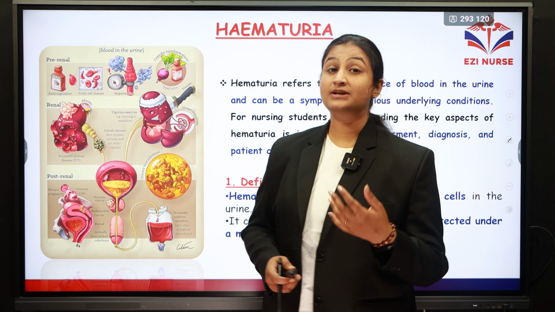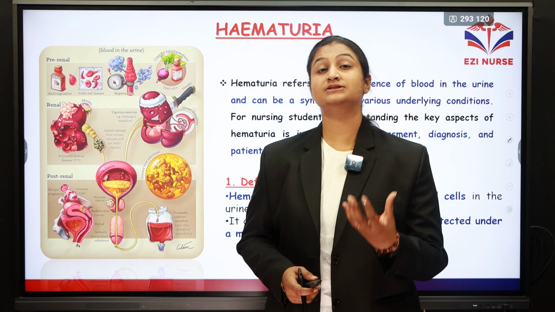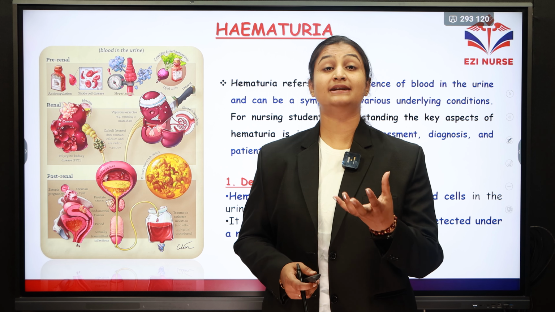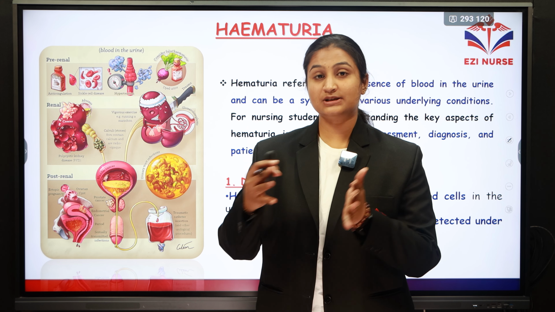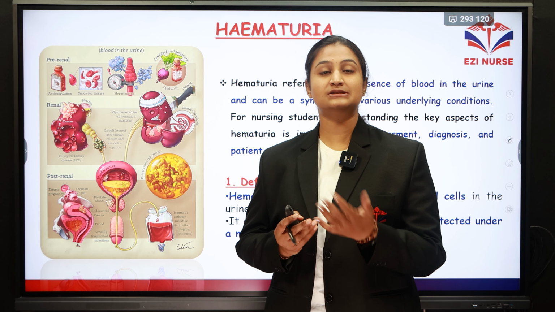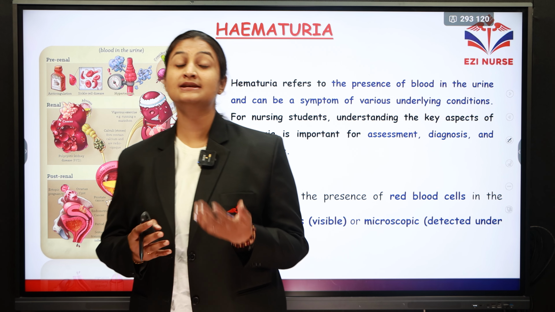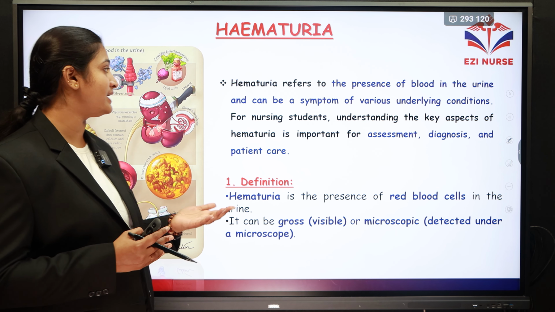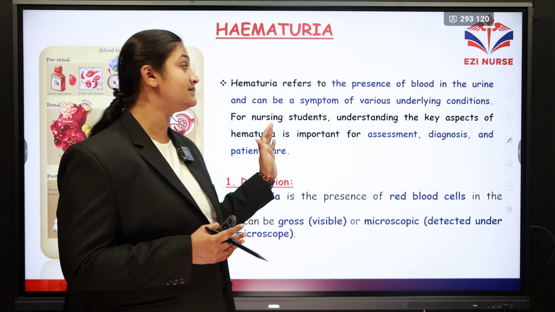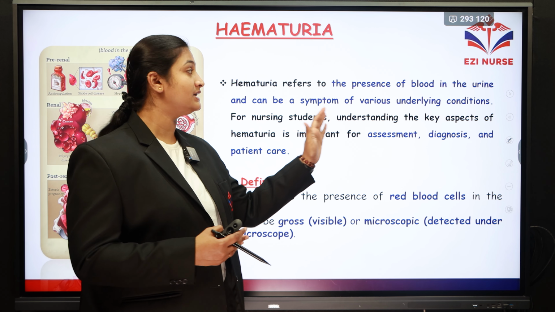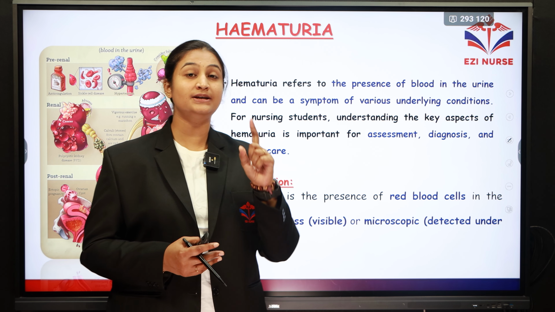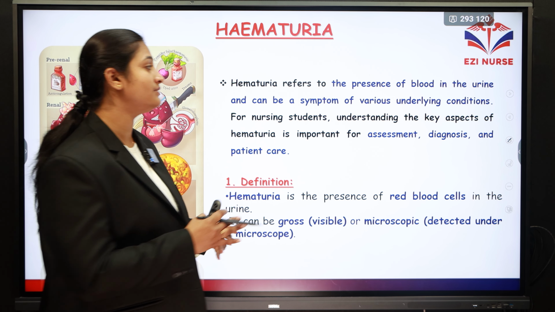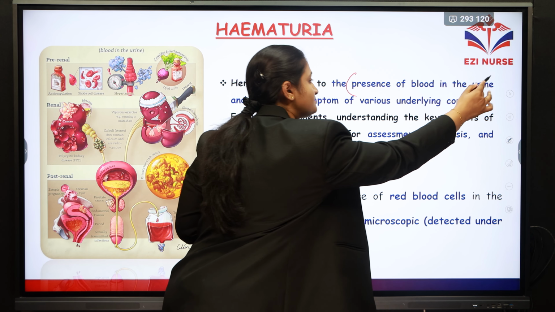So this is all about the management of conscious and unconscious patients, and how to take care of a stroke patient. Next, we are coming to hematuria. That is also very important, a 5-marker that is definitely going to come for your exam. Hematuria is the presence of blood in urine. Whenever hematuria comes up, remember the presence of blood in urine.